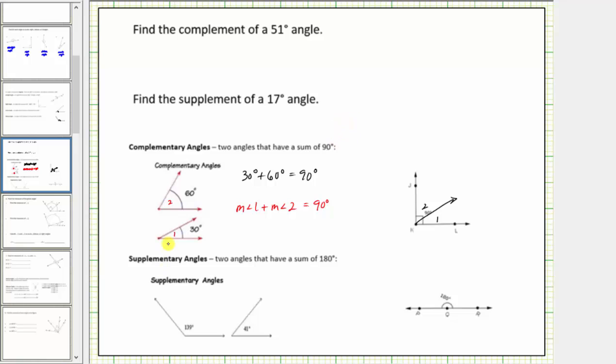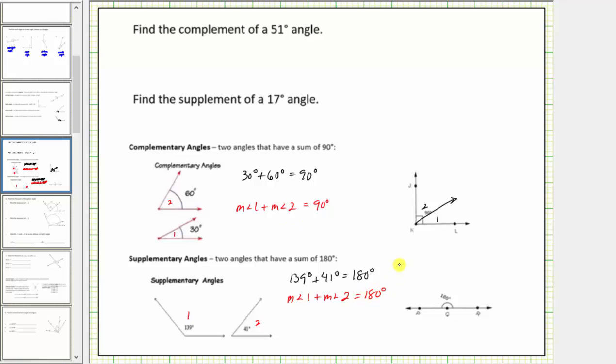Two angles are supplementary when the angles have a sum of 180 degrees. Here's an example of two supplementary angles because 139 degrees plus 41 degrees equals 180 degrees. Or in general, if we call this angle 1 and this angle 2, the measure of angle 1 plus the measure of angle 2 equals 180 degrees.